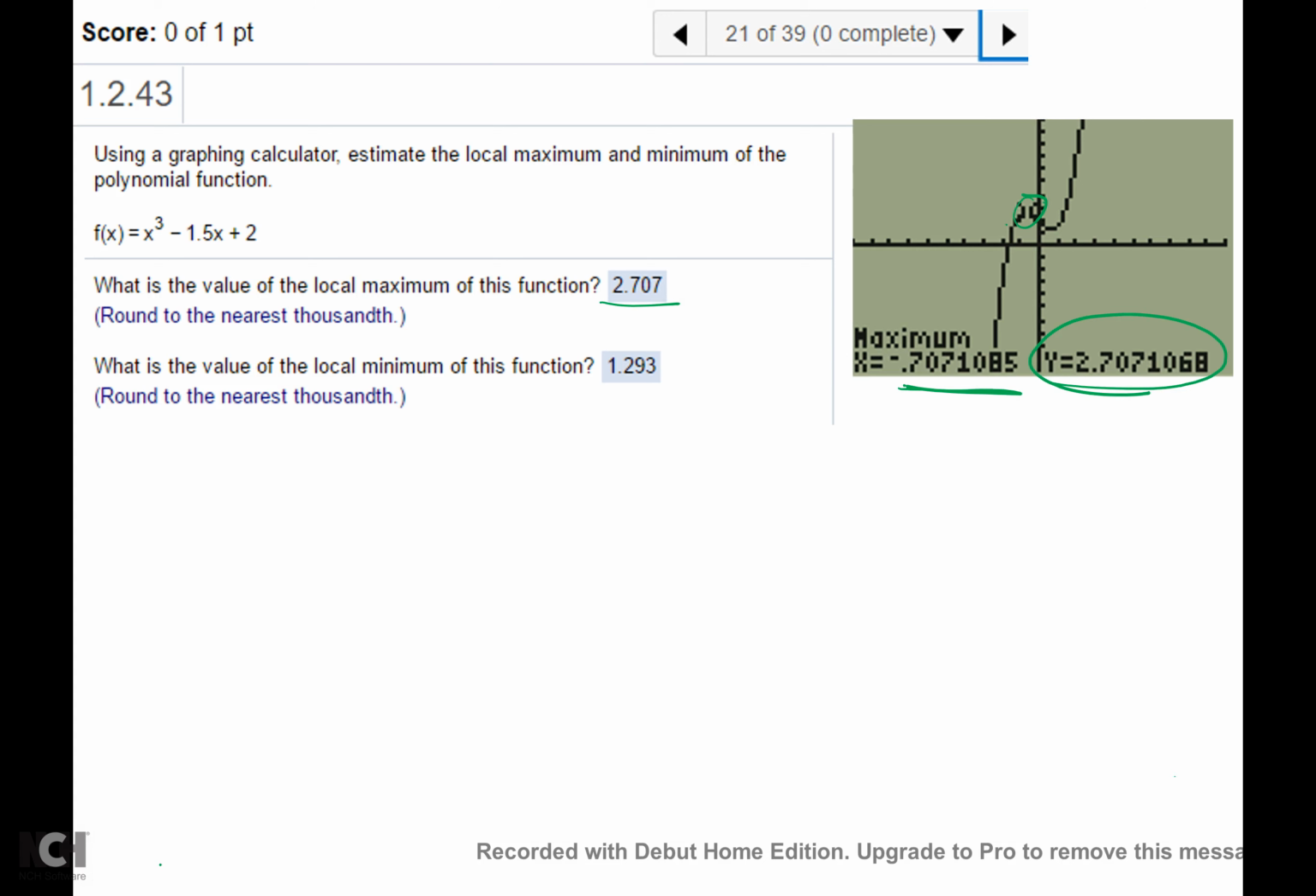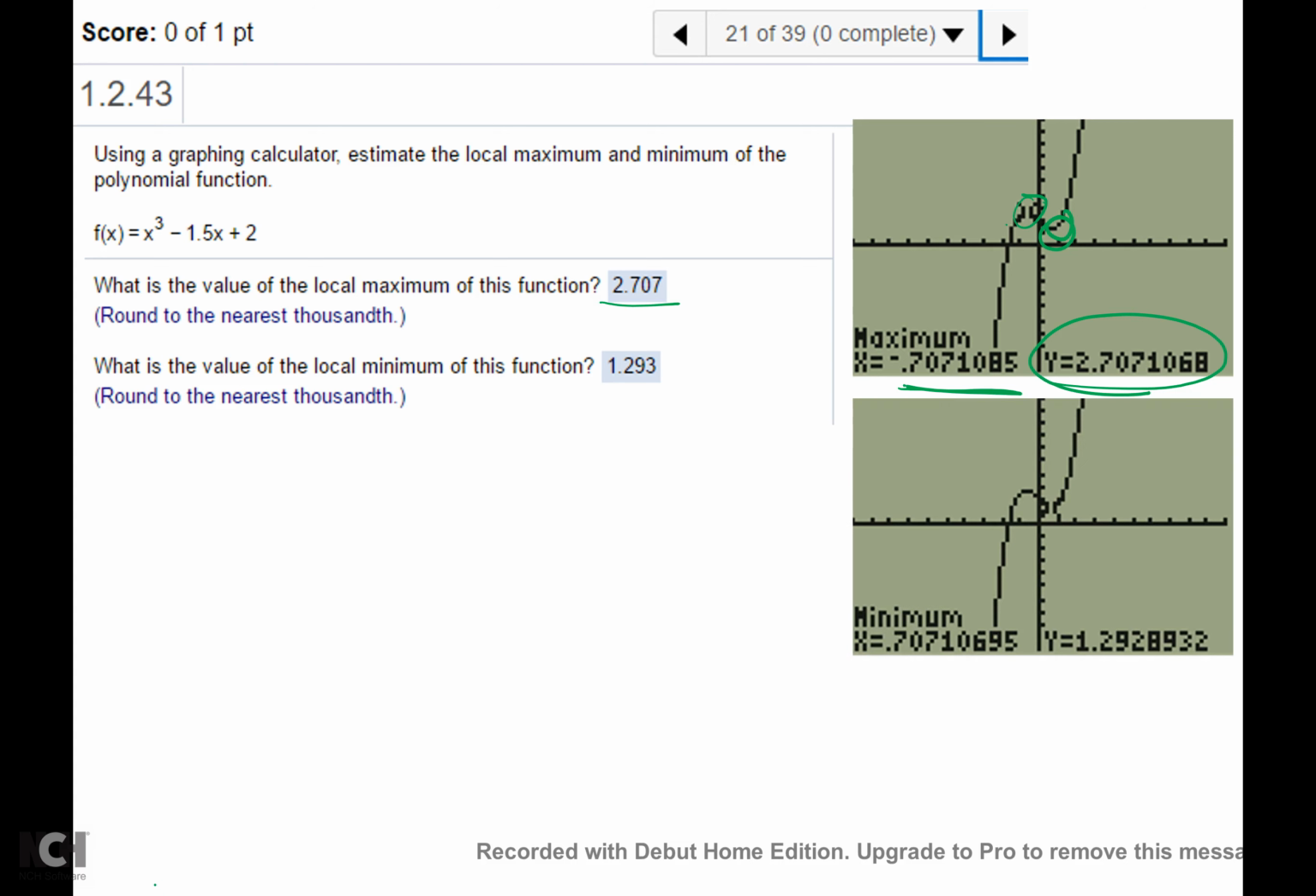My local min is going to be somewhere around in there. If I calculate that, that is going to be at 0.7071 and so on, and the minimum value is actually 1.293. Okay.